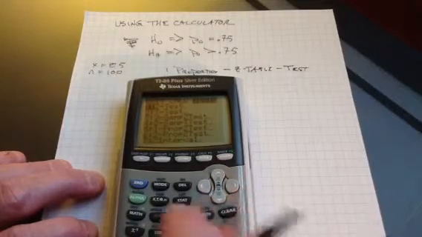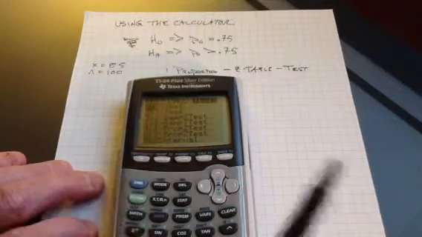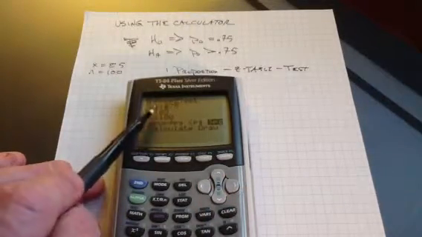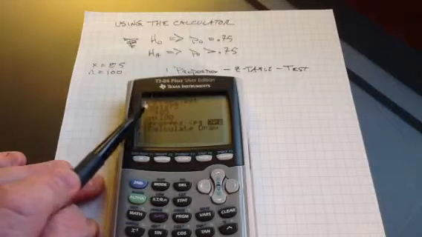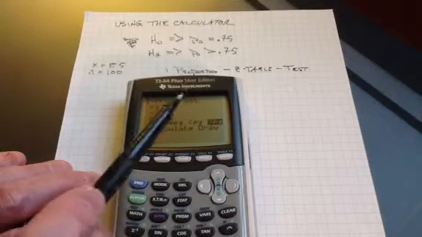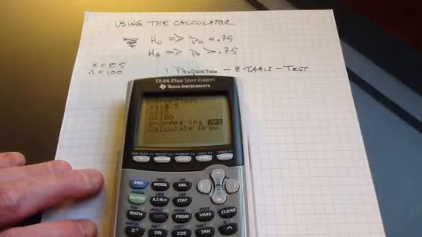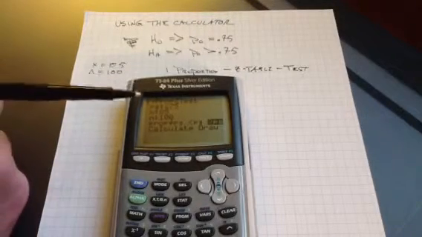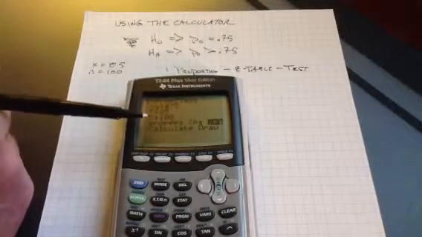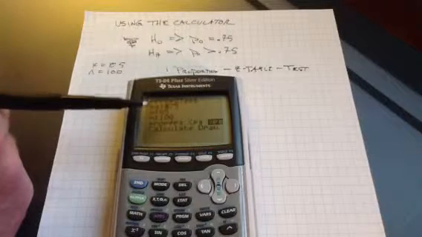Stat, tests, 1 prop z test, number 5. I put in P null. What is the base? In this case, 0.75 is the proportion, I believe. You can see this is a little fishy. We have to enter in actual numbers. So if you're given a proportion, you're going to have to calculate these.